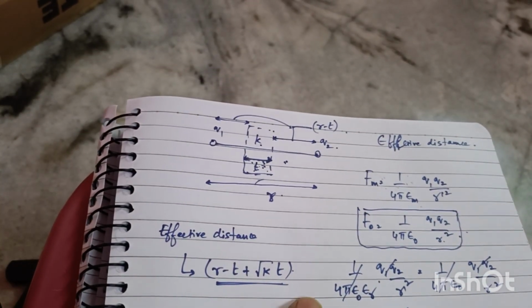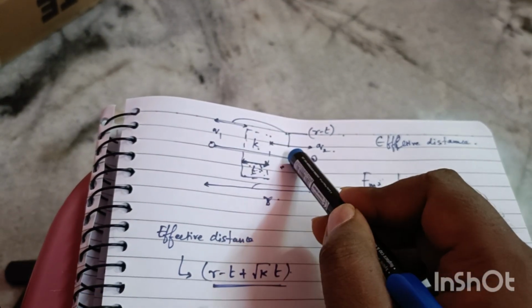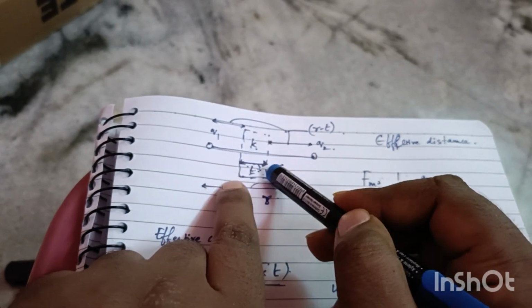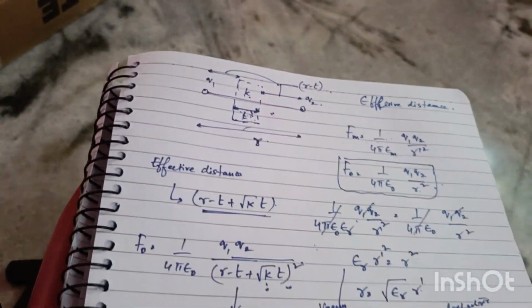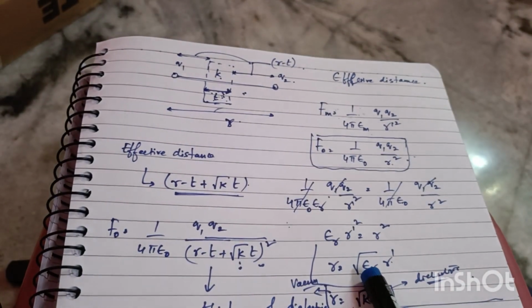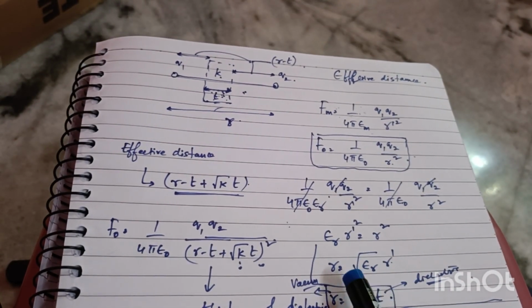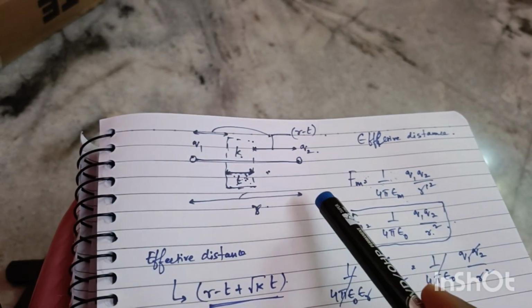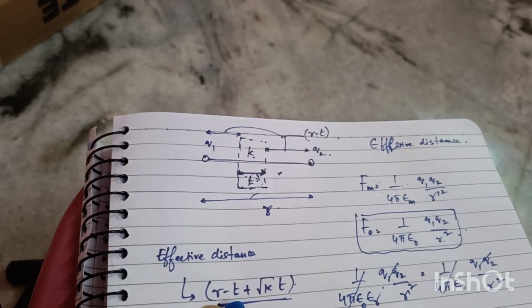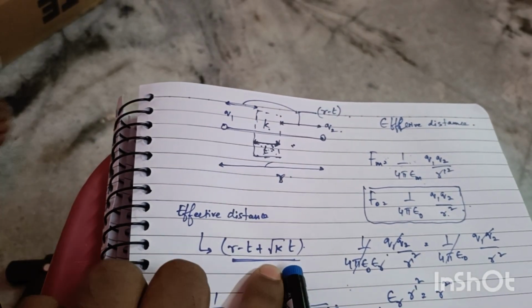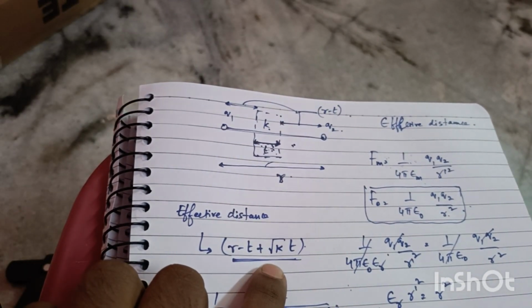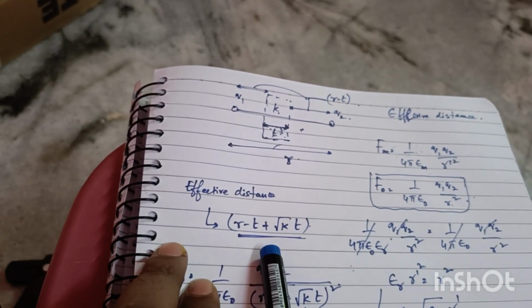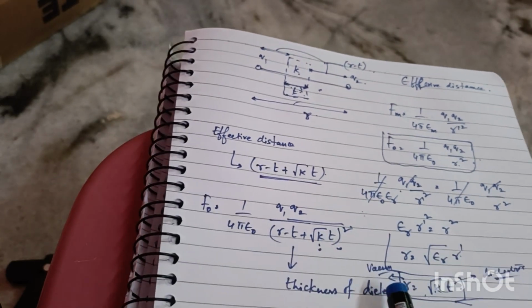So I can replace this medium with air, substituting this effective distance, as if there is no medium present. So if the field lines go through this much, I can replace this. The effective distance when only vacuum is present I can take as r minus t plus root k t, or root epsilon r times r dash. Here r dash is t, the medium thickness. So the effective distance is r minus t plus root k into t.